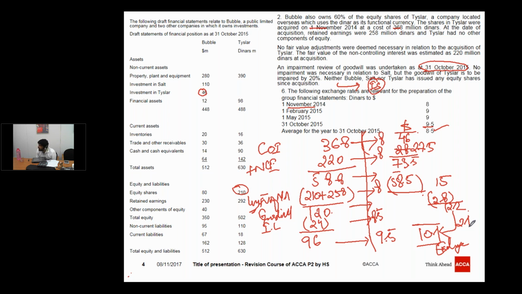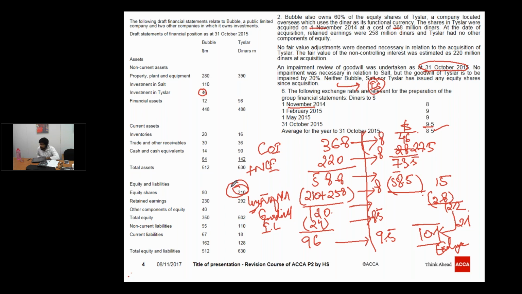It's not 210. Where does 210 come from? There is no 210 in the question. Okay, 210 is actually the share capital of the Tesla company. So you can see from the balance sheet here that the 210 is actually the share capital of the Tesla company that has to be added for the calculation of the fair value of net assets.